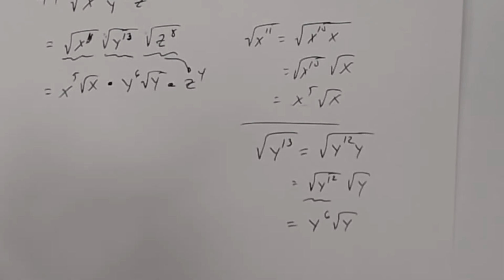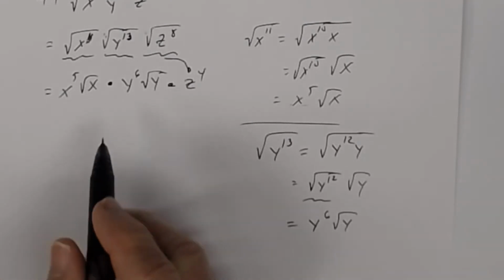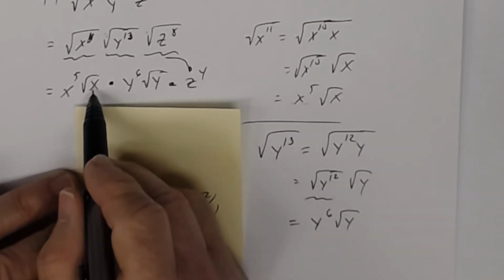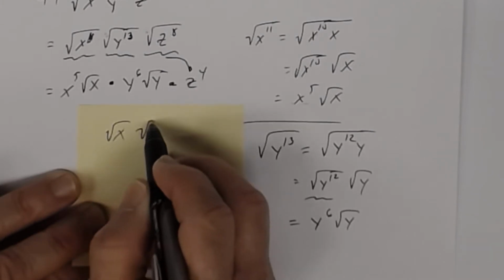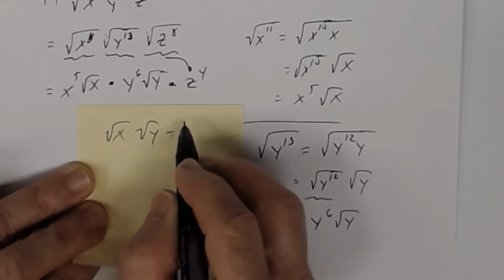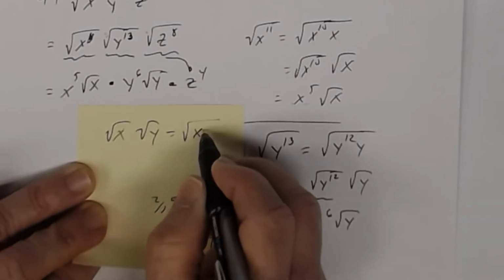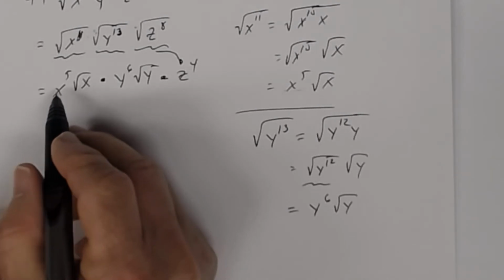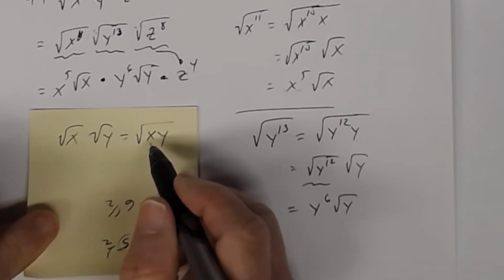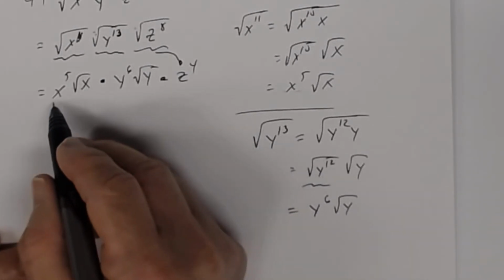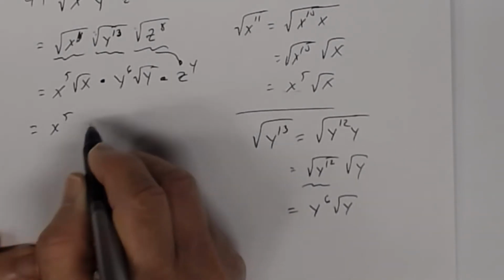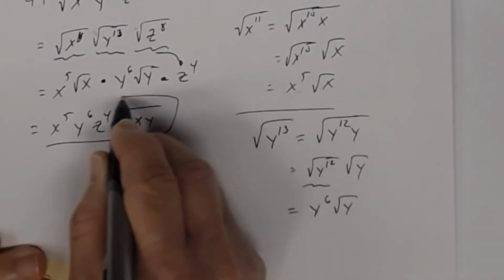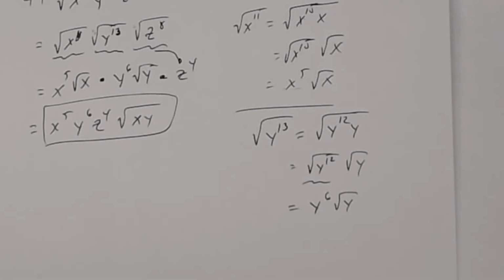Now, here's how you want to write the answer. You all know that the square root of x times the square root of y, since the indices are the same, you can write it as one square root by multiplying the radicands together. So that's the square root of xy. Put the square root of xy on the end. So we're going to have x to the 5th times y to the 6th times z to the 4th times the square root of xy. There's your answer.